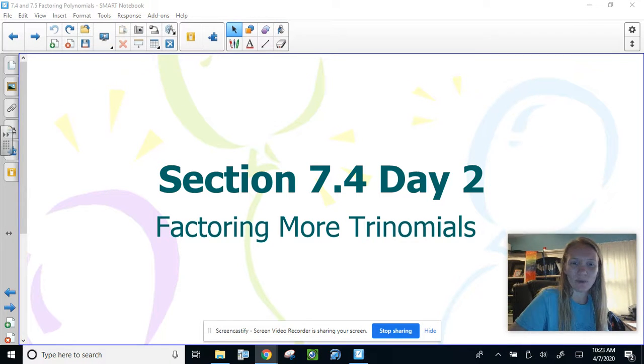We're going to do some more with factoring trinomials today. This time, instead of it being just an x squared or an a squared, we're going to start with a number, so like 5x squared or 2x squared in the front. So that's going to be a little bit different, but the same process applies. We're still going to be doing our diamond and making our box and just trying to factor through that way.